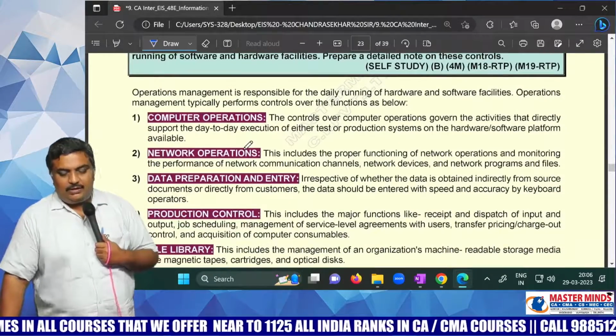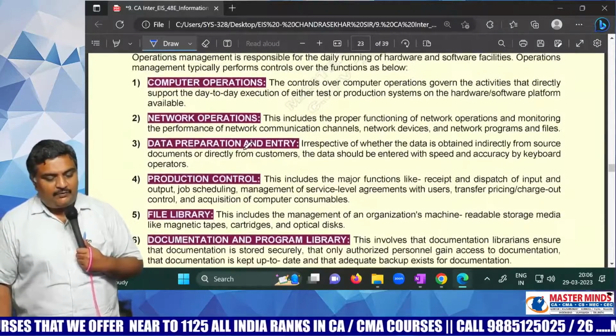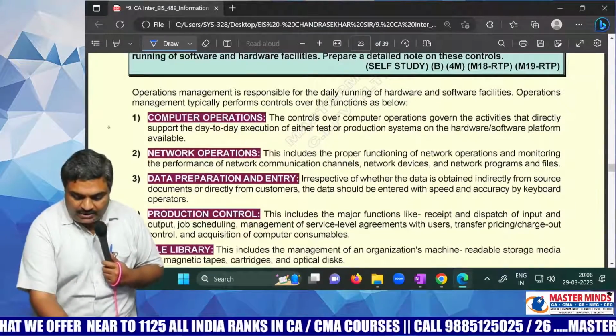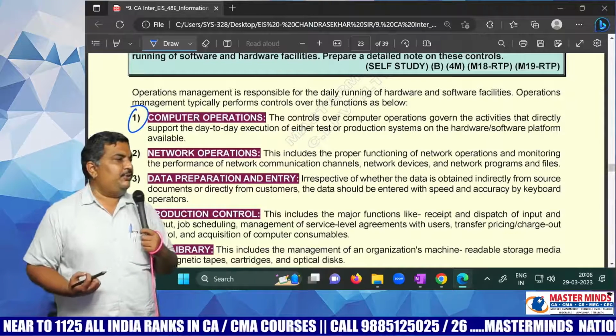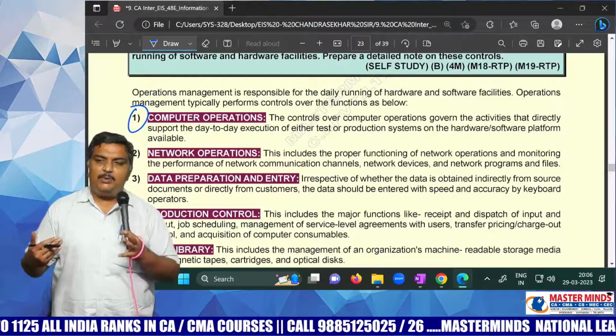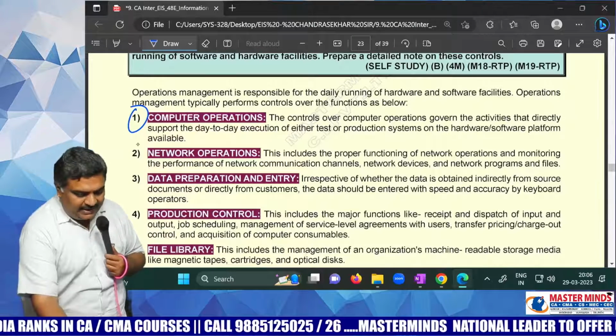Yeah. Operation controls means what? Okay, you are using the software. What type of control should be there? Computer operations. Computer operations means what? You need to have the right kind of software and hardware to use your information system. And there should be the right kind of network.